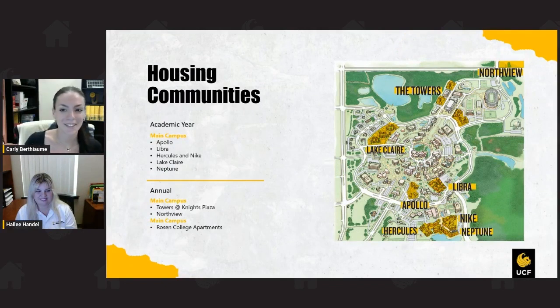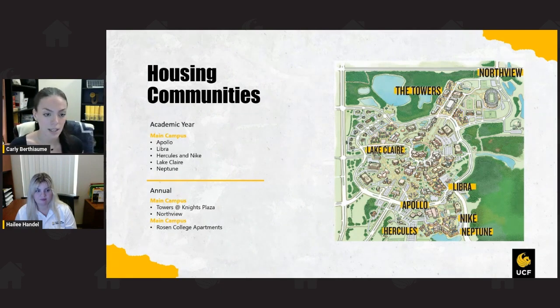Okay, now to get into our different housing communities. As you can see, we have a ton of different communities, all ranging in size and capacity, and we do split them up between our academic year and annual agreements. Our academic year communities are clustered towards the south end of our campus, and that includes Apollo, Libra, Hercules, Nike, Lake Claire, and Neptune. We also have our annual communities on the north end with Towers, Northview on the main campus, as well as the Rosen College Apartments down over at our Rosen campus.